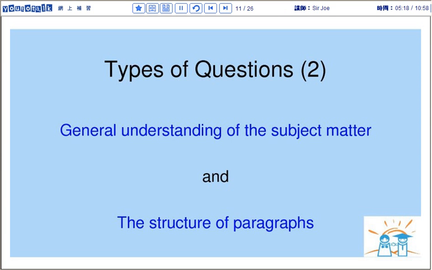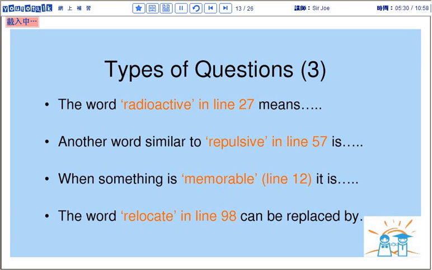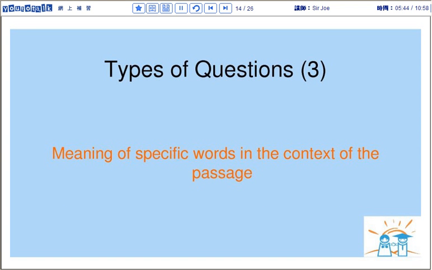Although our vocabulary is not like a dictionary, you will still be asked these questions here. So, they all ask for the meaning or what words are similar. So the type of question here is the meaning of specific words in the context of the passage.